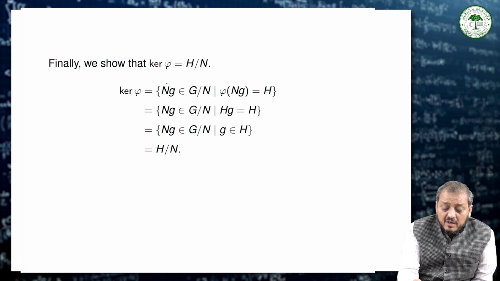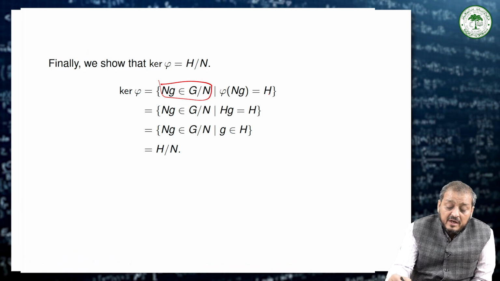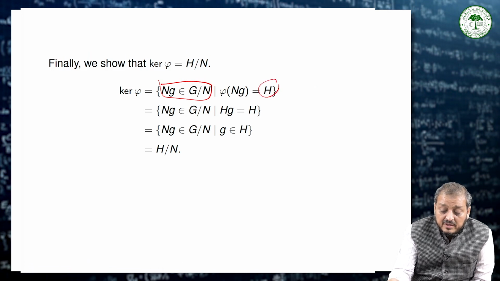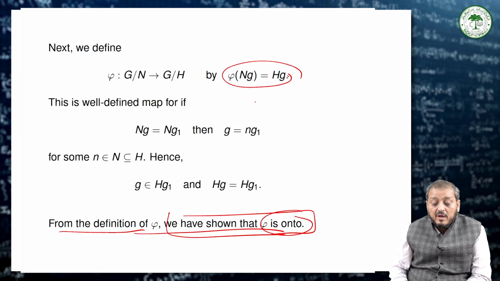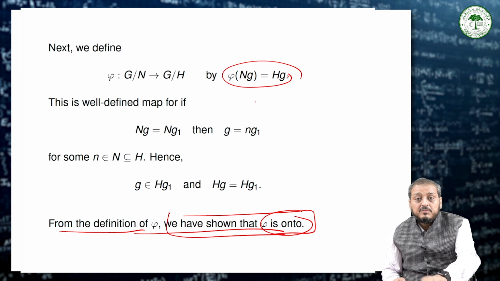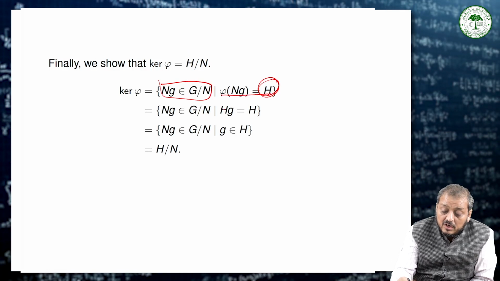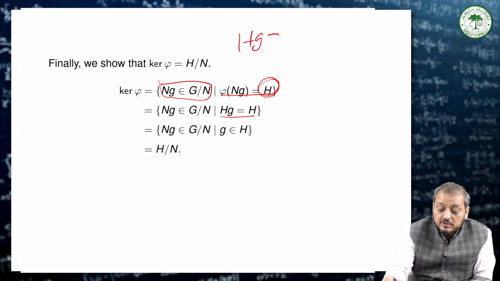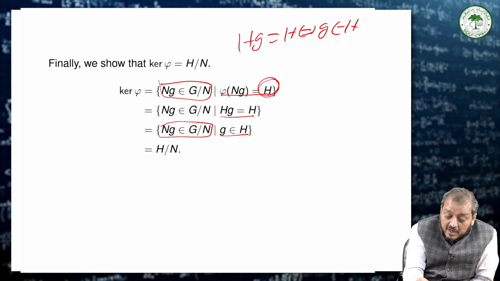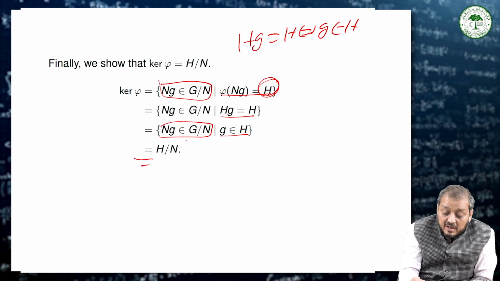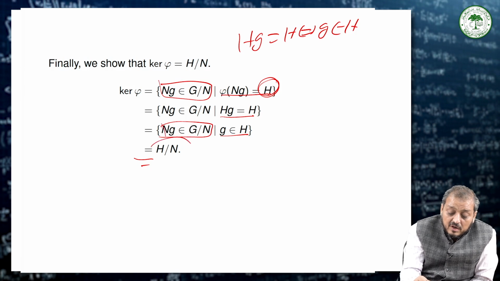So start with the kernel of phi. Basically, Ng is an element of G by N, and phi of Ng is equal to the identity, and the identity of this set is H, because this map is defined. You have G by H, and the identity element of this G by H is H. So Ng is equal to Hg, and you have to use the property that Hg is equal to H implies g is an element of H. So g is an element of H, and Ng is an element of G by N, and then we can say that this is g is an element of H, and N is normal. So this is nothing but equal to H by N.